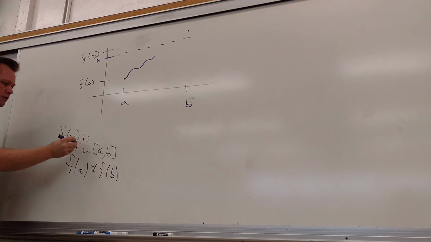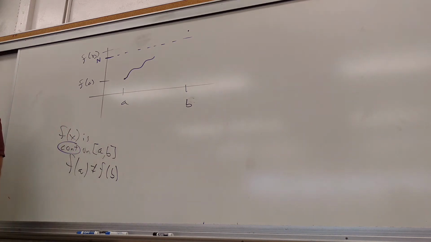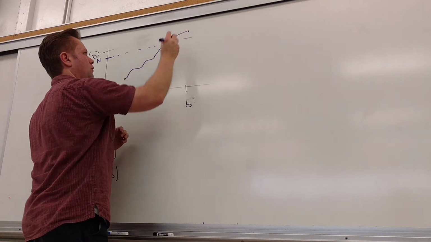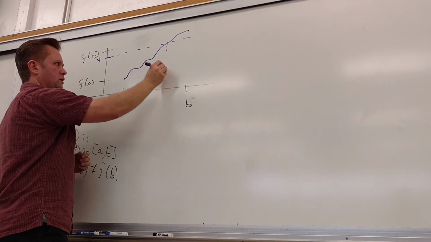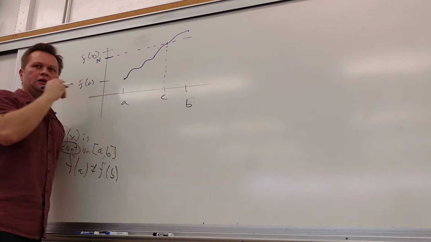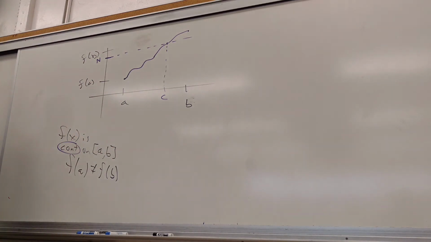But what did I say? It is continuous. So what must be true then? There must exist, what do you think we're going to call it? There must exist a point C such that f of c equals n. I love it, n. I like it.